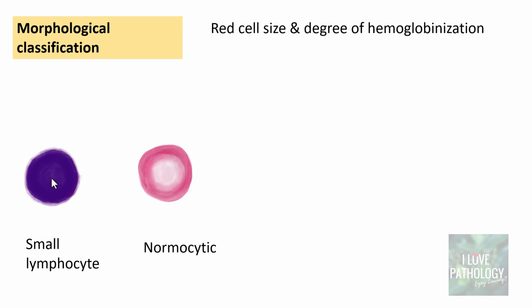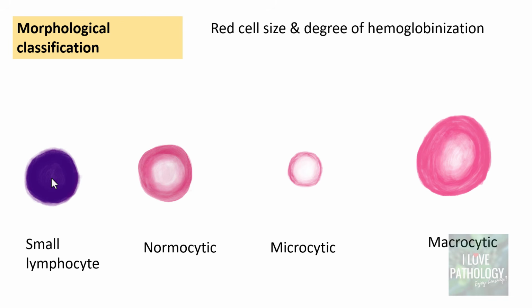If it is equal to that of the small lymphocyte nucleus, then it is a normocytic red blood cell. If it is small, it is microcytic, and if it is larger than that of a small lymphocyte nucleus, then it is macrocytic. Very simple classification, right? Normocytic, microcytic, and macrocytic. Now, depending upon the amount of hemoglobin concentration in a given RBC, we call it either normochromic or hypochromic.